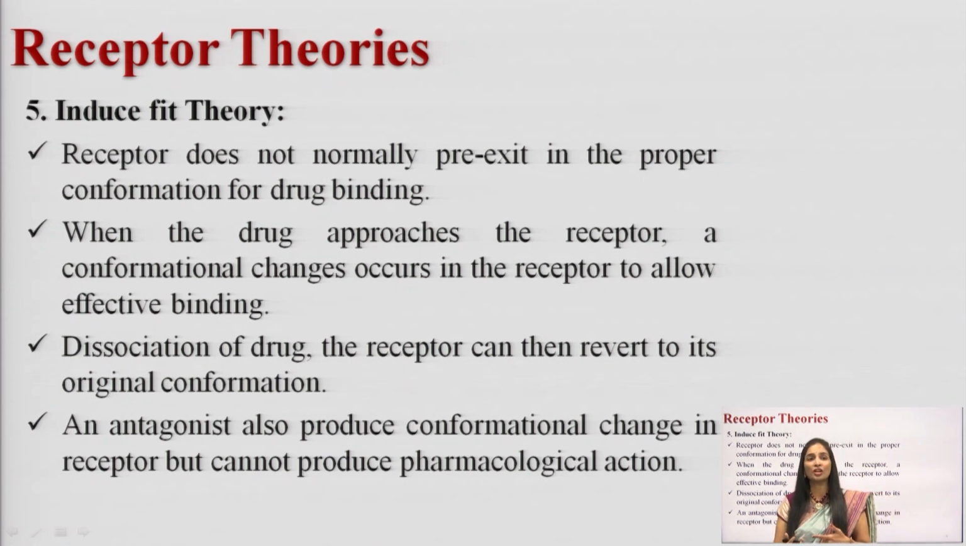If it is an antagonist drug, this antagonist drug will also produce conformational changes in the receptor, but it cannot produce the pharmacological or biological actions.